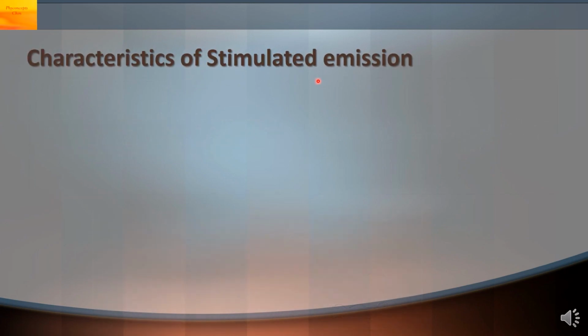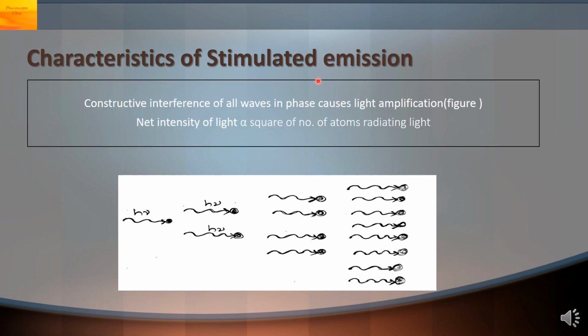Characteristics of stimulated emission. From this diagram we can understand that the constructive interference of all the waves in the same phase causes the light amplification. The net intensity of the light will be directly proportional to the square of the number of atoms radiating the light.